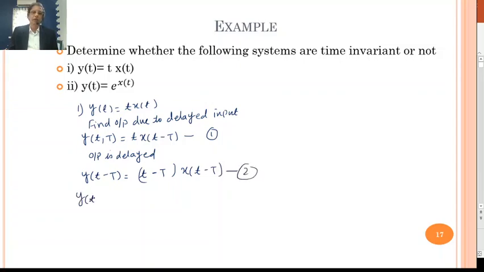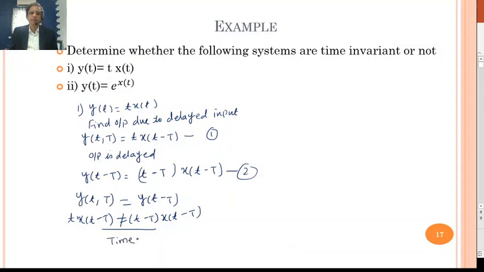Then verify whether equation 1 and equation 2 are the same. Here t x(t-T) is not equal to (t-T) x(t-T), and the given system is a time variant system.